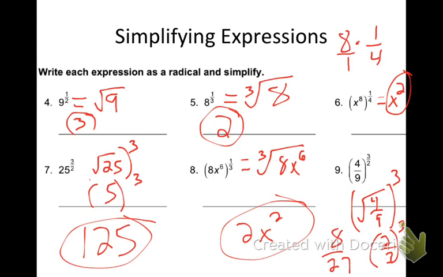Again, this is one of those problems. Take it step by step. Don't try and compact it all into one. Just go step by step. Take the square root first, or the cube root, whatever it is, and then square it or cube it and do the rest of it.